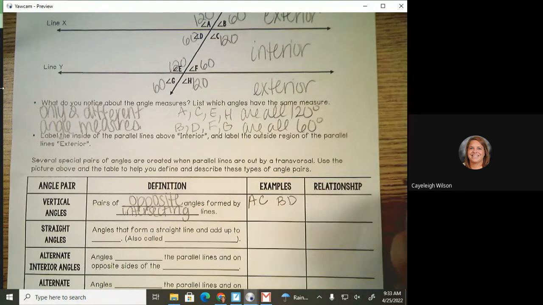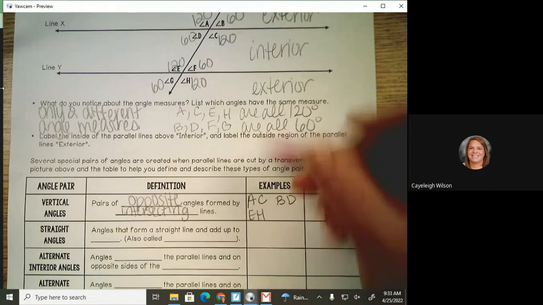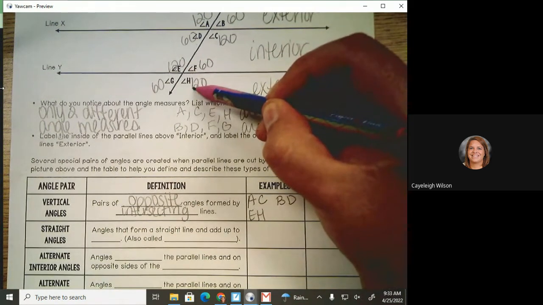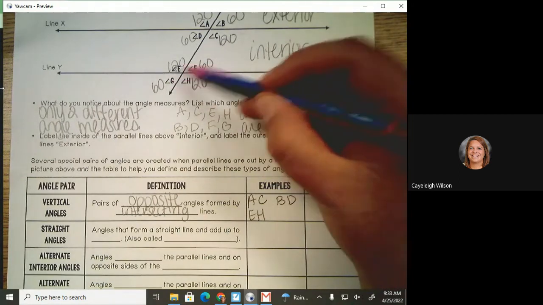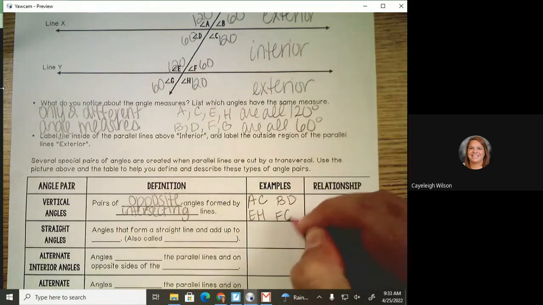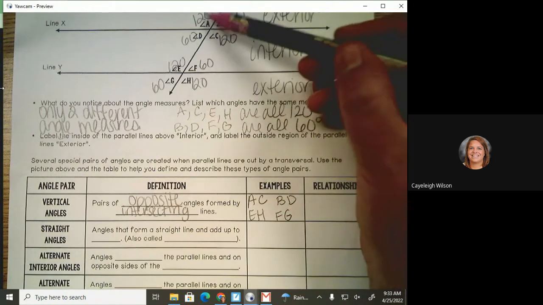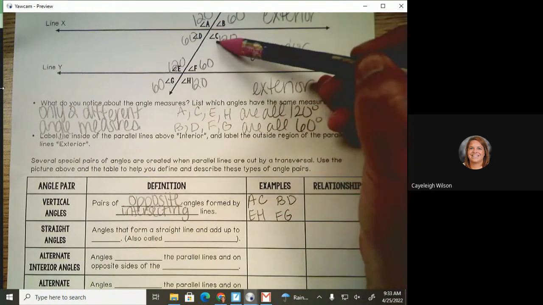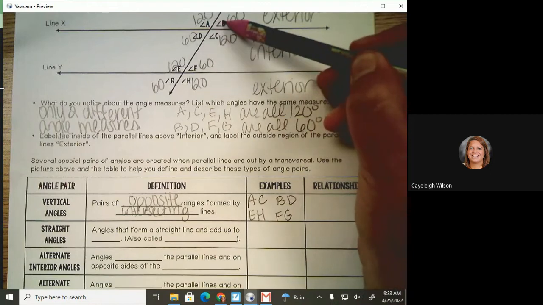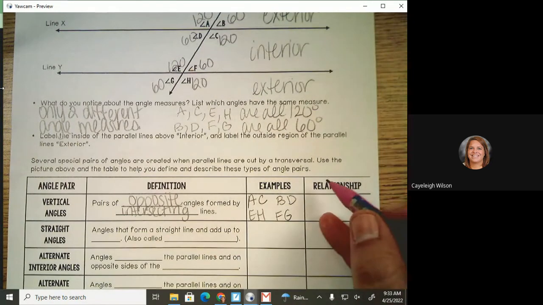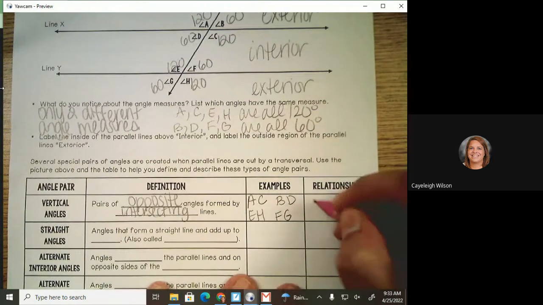Can somebody give me another example? E and H are vertical angles because they're across from each other. And what's the other one? F and G, right here, because they're across from each other. Now, what do you notice about all these angles that are across from each other? These two, and then these two, and then these two, and then these two, Ryan? They're the same angle. So they are congruent angles.